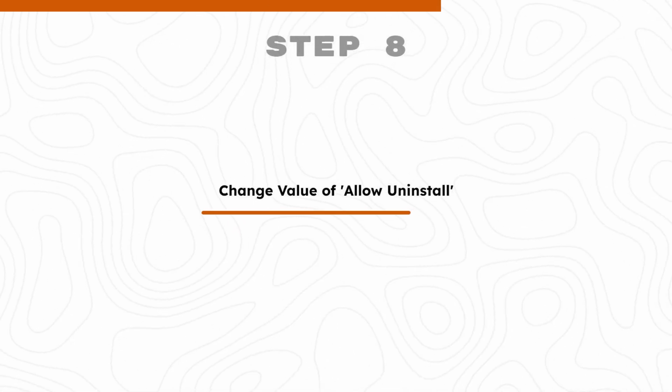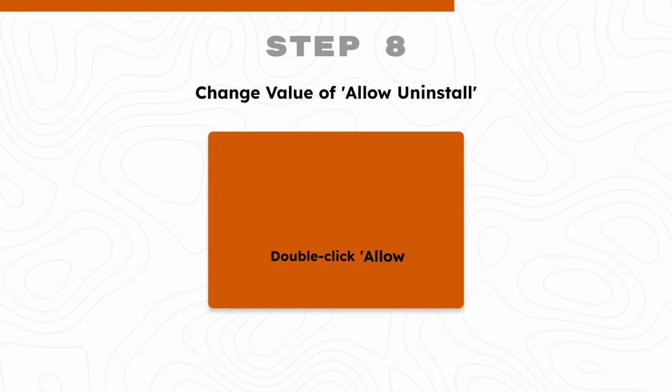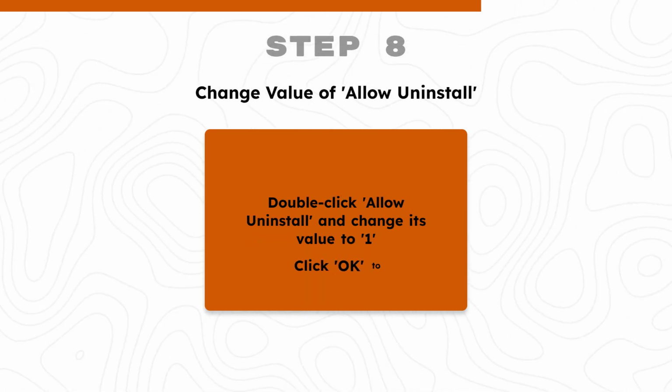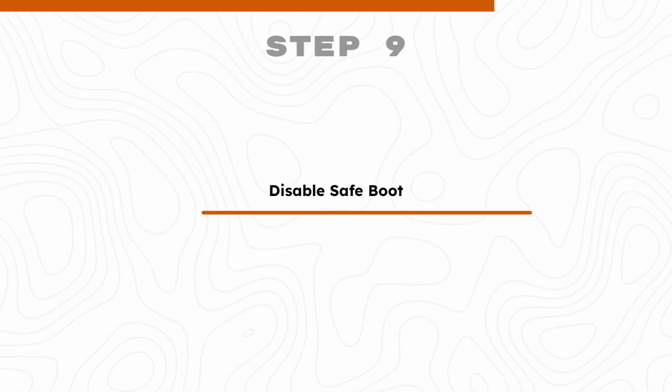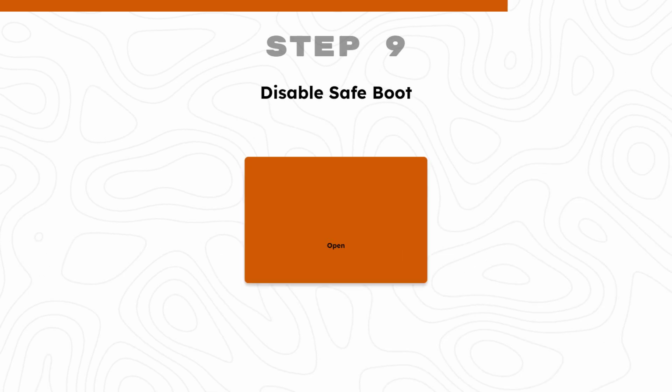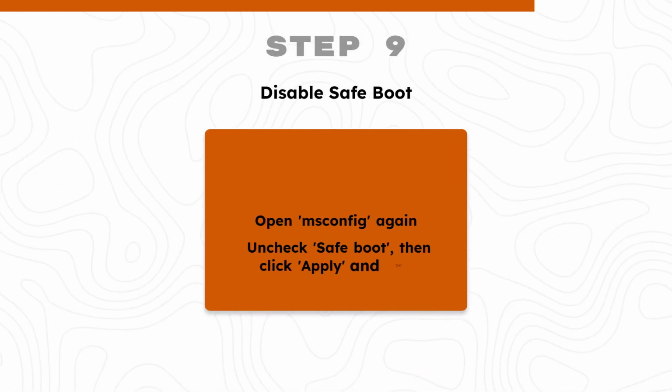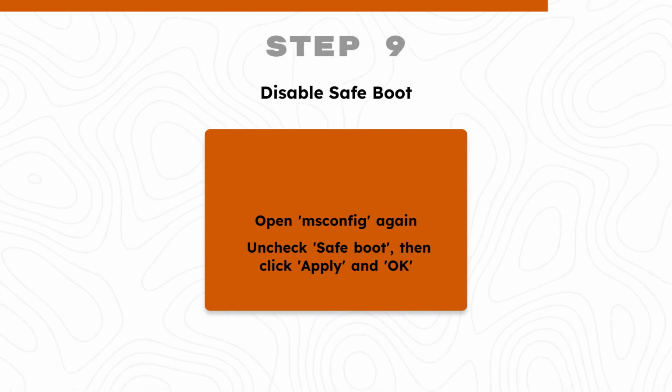Change value of allow uninstall. Double-click allow uninstall and change its value to 1. Click OK to save. Disable safe boot. Open msconfig again. Uncheck safe boot, then click apply and OK.